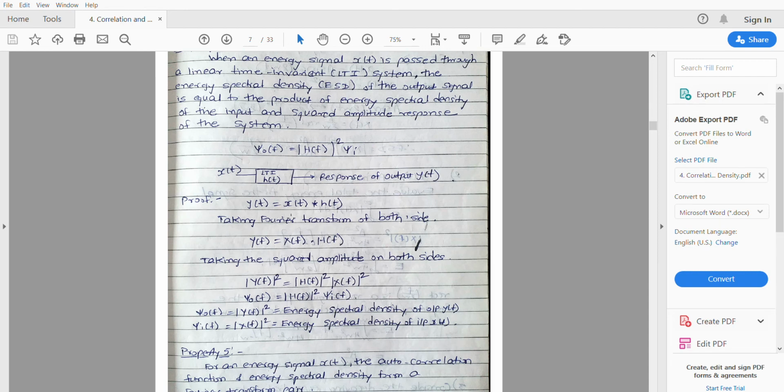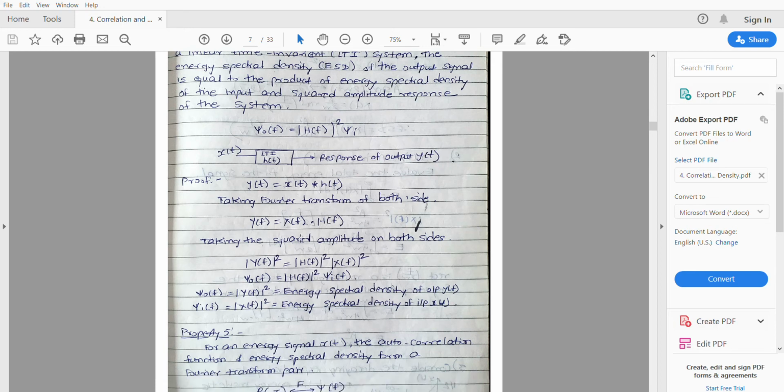So convert x(t) into the frequency domain X(f), h(t) into the frequency domain H(f), and perform the multiplication here, taking the squared amplitude on both sides. So we are squaring Y(f), we are squaring X(f), and we are squaring H(f). Squaring of Y(f) is nothing but the energy spectral density of the output. Squaring of X(f) is nothing but the energy spectral density of the input.